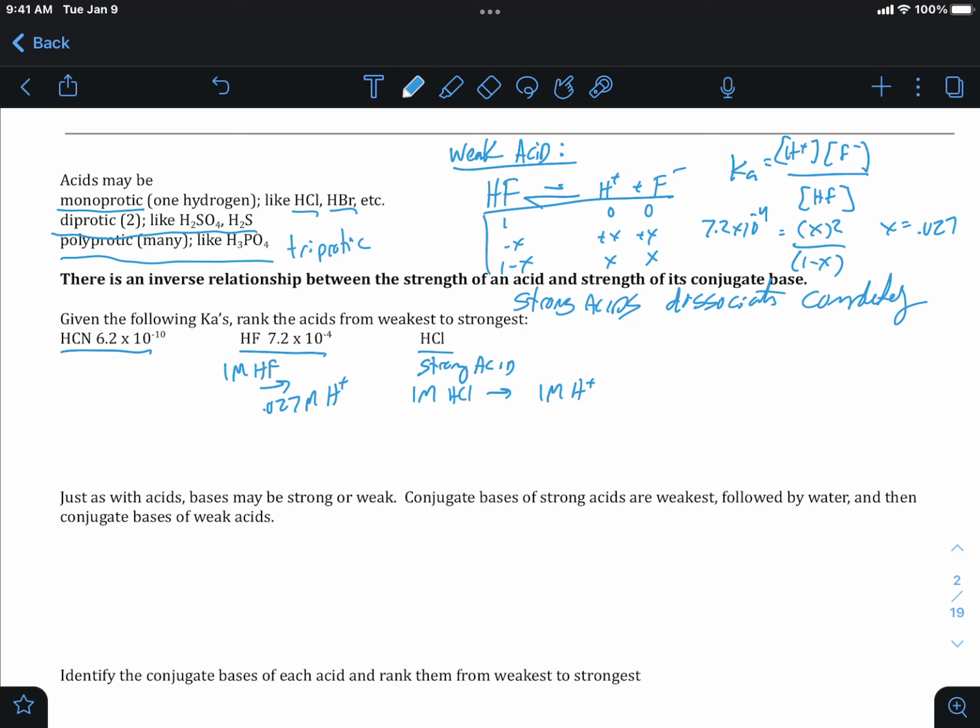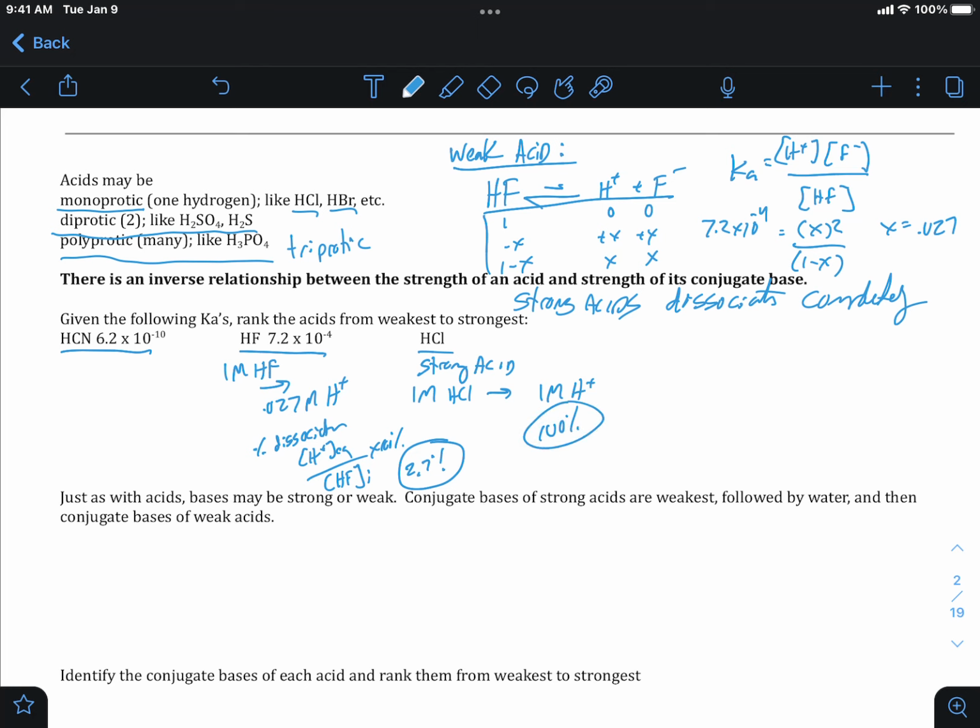So you're looking at a dissociation percentage of 0.027 over 1 times 100%. So it's 2.7% ionized. Do you guys see that? This is something that you'd be asked for. Percent dissociation. It's the concentration of H+ you get at equilibrium over the concentration of the acid initial times 100%. So 0.027 over 1 times 100, 2.7%. What is it for HCl? 100%, right.